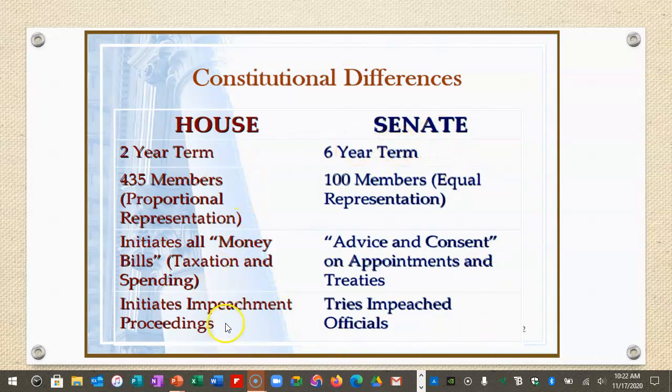Okay, once a person is impeached, their removal trial is held in the Senate. Okay, and two-thirds of the Senate have to vote to remove a president from office or a member of the judicial branch.